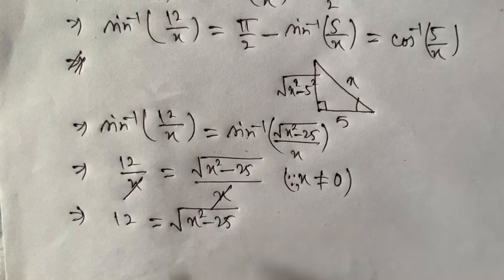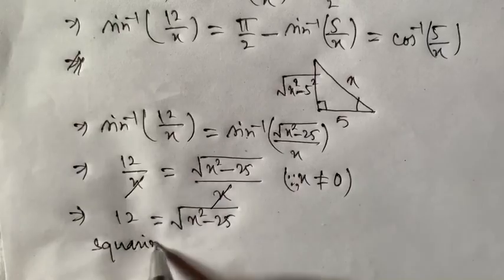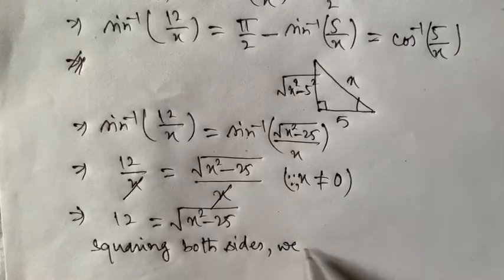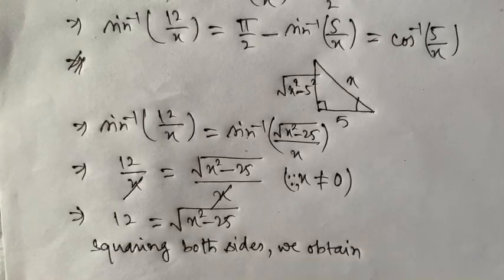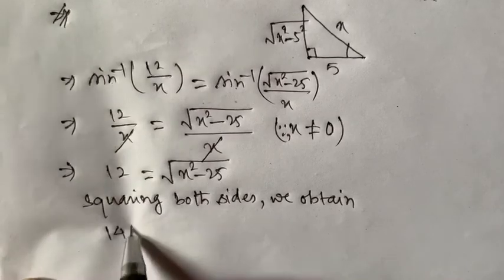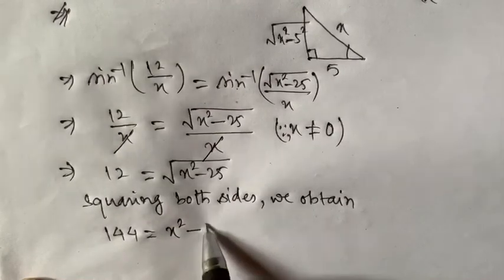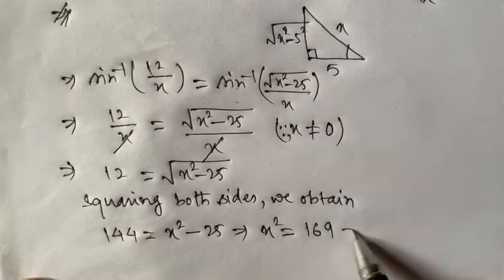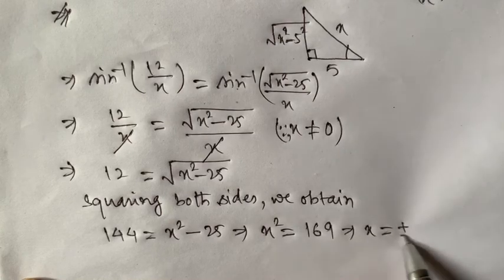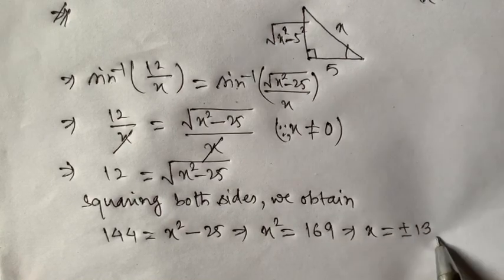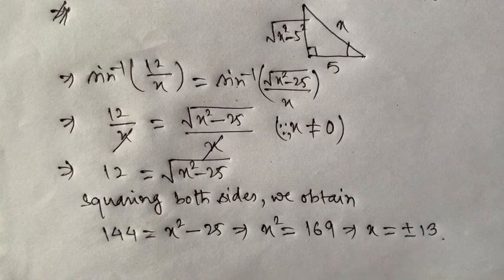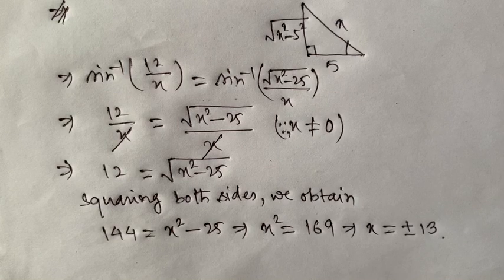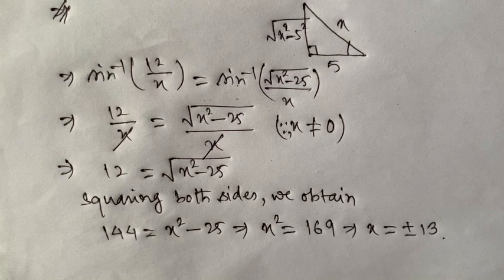Now we will square both the sides. Squaring both sides, we obtain 144 is equal to x square minus 25. This implies x square is equal to 169. This implies x is equal to plus minus 13. Since x is not equal to 0 and no other restriction is there, the value of x can be negative also. So both of the values are admissible in this case.